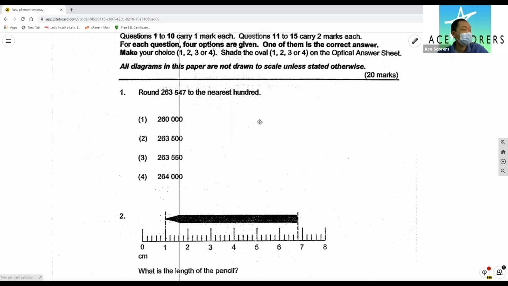Sure. Let's go a micrometer. You learn that in Sec 1. Okay, Sec 1, you learn how to use the micrometer. Yeah, and the vernier calipers. Okay, so it's time to check the MCQ, yeah?